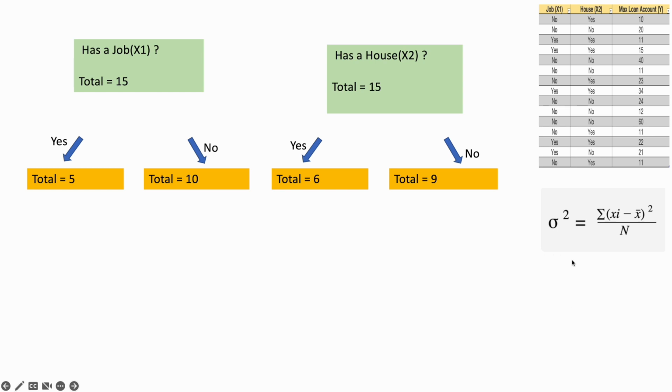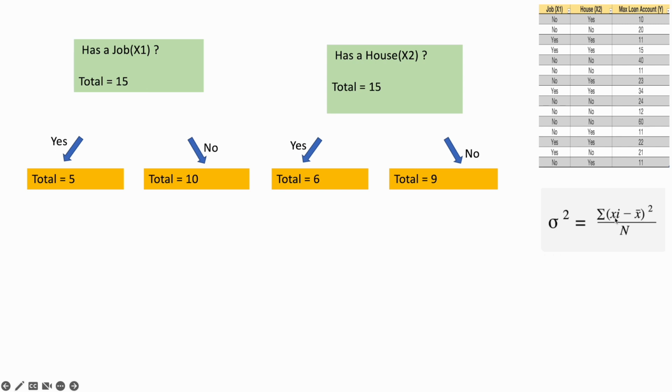Okay. So, just a refresher, what is the formula for your variance? You calculate the mean of the population. So the mean will be: you sum everything up and divide by 15, right?